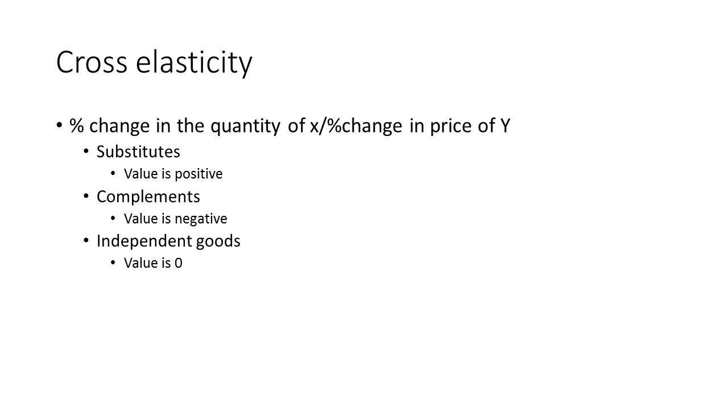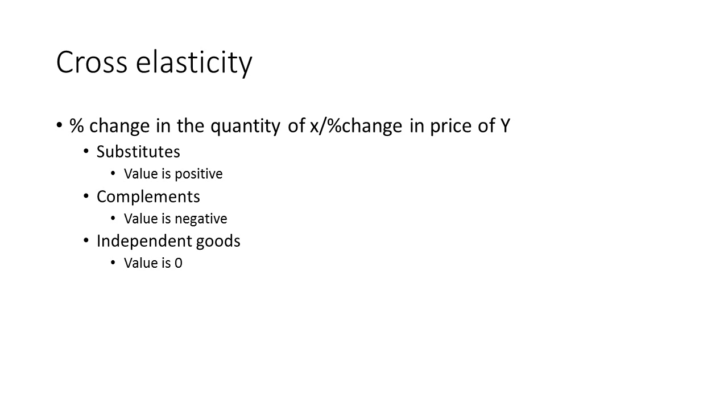So this kind of is interesting. For instance, if the price of Y goes up, and then we start selling more X, then what we've got is a substitute. So the price of Y goes up, people switch to X, and we buy more X. That's a substitute. That means an increase in price of Y causes an increase in the quantity of X. So that value is going to be positive. So if we have a positive cross elasticity, that means we have two substitutes.